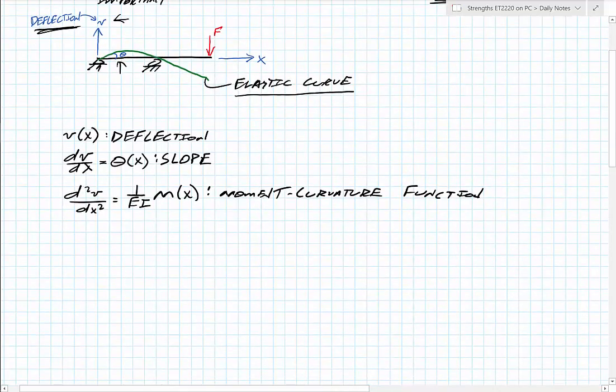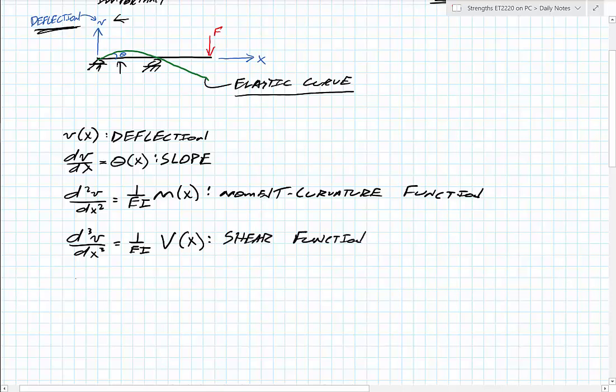And there is a relationship between the moment. If I take the derivative of moment, you may have learned this in statics. So now we're talking about the third derivative of my deflection with respect to x. I'm going to have to leave in this constant 1 over EI, but that's equal to an uppercase V, which we said was our shear function. And I can take the derivative of that, or the fourth derivative of the deflection with respect to x, leaving that constant 1 over EI, and that would be equal to my load function, or W of x.